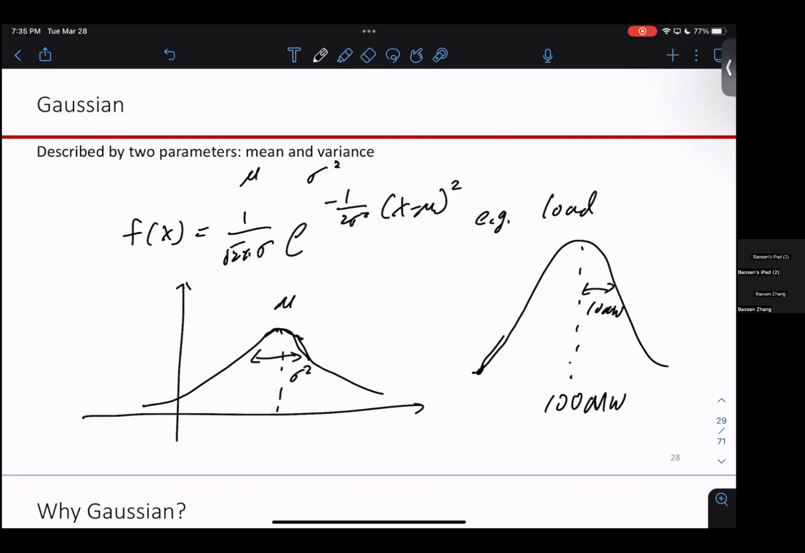Based on that, you can now ask: tell me the standard deviation. Tell me how spread out this load is. Are the loads similar to the mean, or very different from the mean? That is given by this sigma, this variance. The variance tells you how spread out the load is. That's the idea we have for this kind of problem.